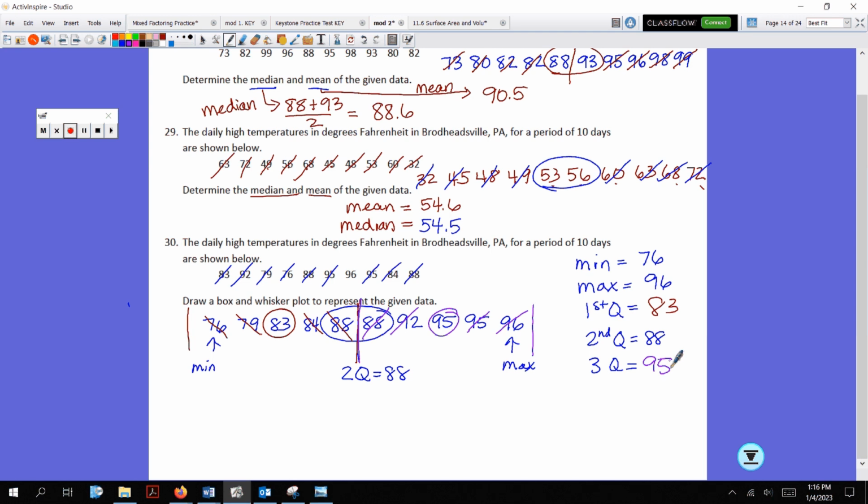Some teachers want you to write a whole number line. I don't know about you guys, but I like to get to it. So I know the second quartile is 88. And I know the first quartile is 83. I know the third quartile is 95. That's my box. First quartile, second quartile, third quartile. Then my whiskers, 76.